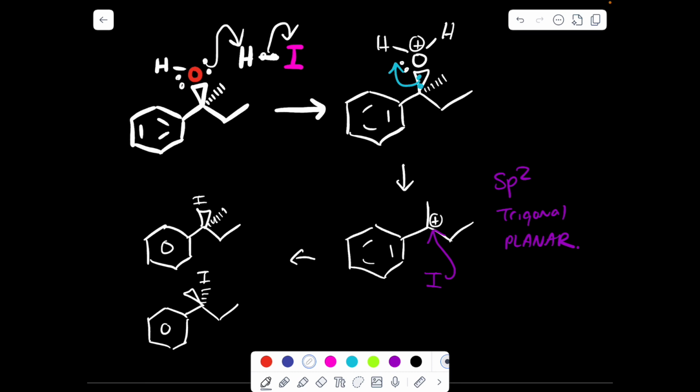And there you have it. There's 3 examples of a tertiary alcohol changing to a halide group via an SN1 reaction.